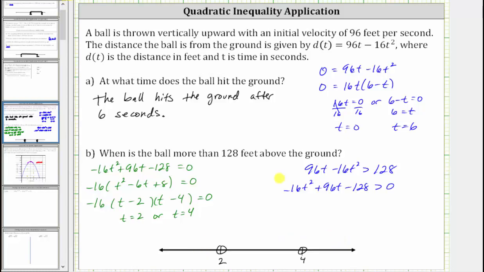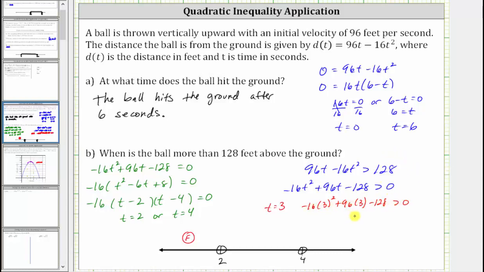On the left, let's test t equals 1. Let's use this inequality here so that we can compare it to 0. If we substitute 1 for t, we have negative 16 times the square of 1 plus 96 times 1 minus 128 greater than 0. The left side simplifies to negative 48, which is not greater than 0, and therefore this entire interval is false. And now let's test t equals 3 for the interval in the middle. For t equals 3, we have negative 16 times the square of 3 plus 96 times 3 minus 128 greater than 0.